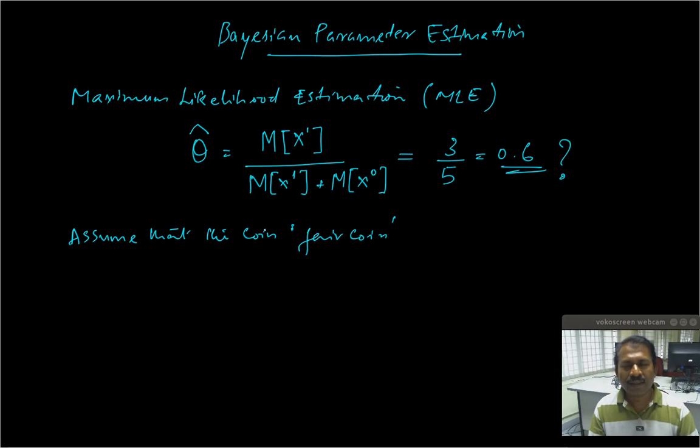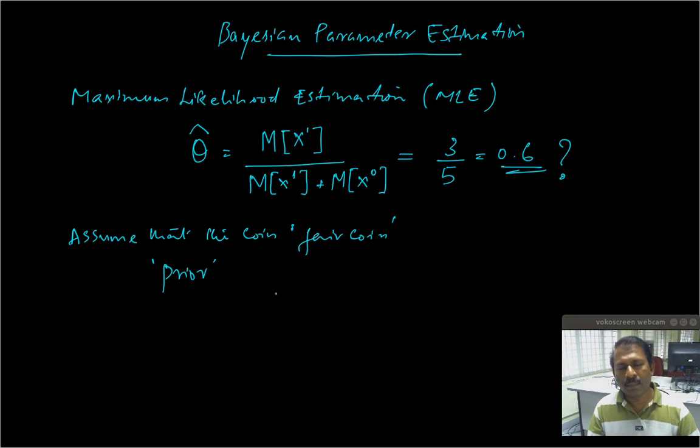You will not readily agree with this, because you have a prior notion that the probability of getting head is 0.5, and even getting tail is also 0.5, right? So you will not jump to the conclusion that this coin is a fair coin. You will assume that it's a bent coin.